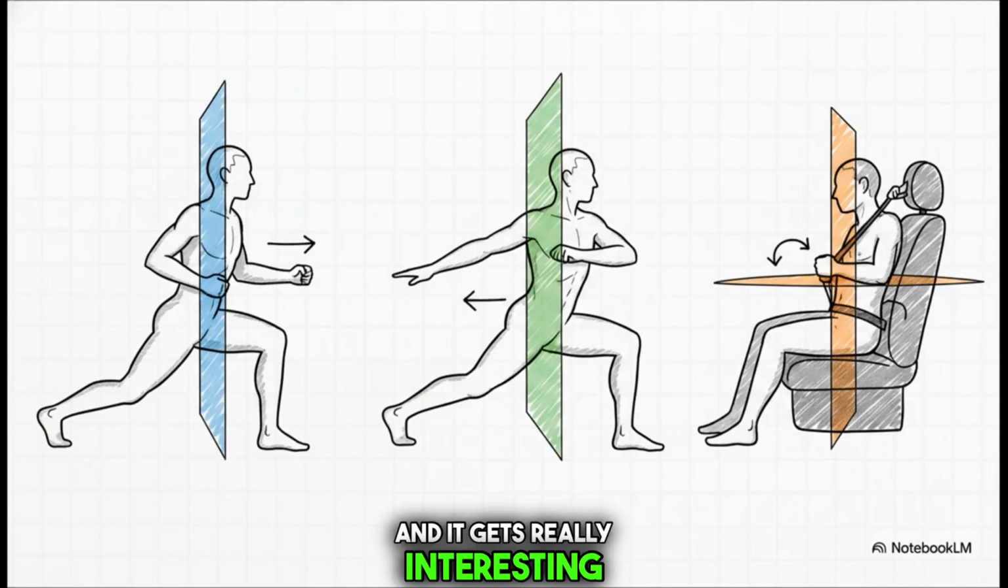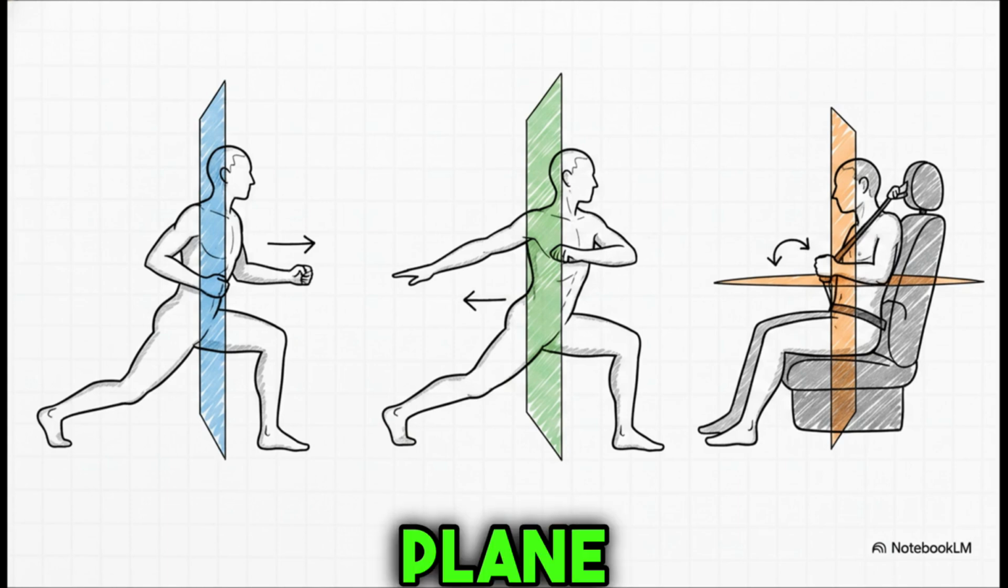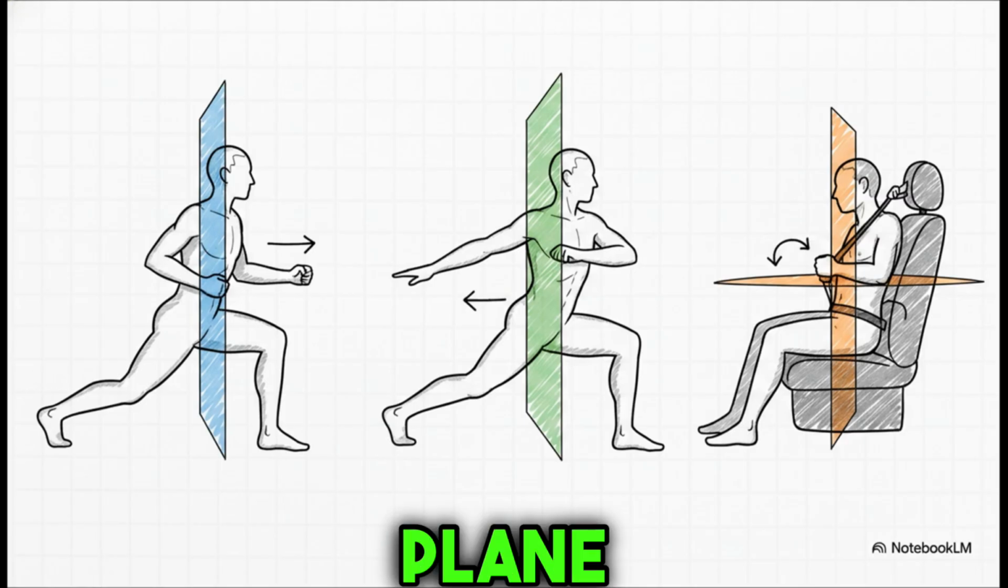And it gets really interesting where we map human movement using two-dimensional planes. If you're doing a forward lunge, you're moving through the sagittal plane, which divides the body vertically, left and right. Step out for a lateral lunge, you're in the frontal plane. Twisting in your seat to grab your seatbelt, that's the transverse plane. And actually, most athletic movements combine two or even all three of these planes at once.